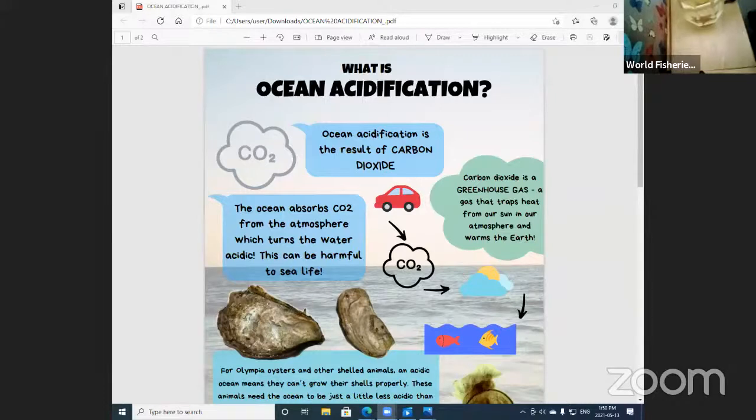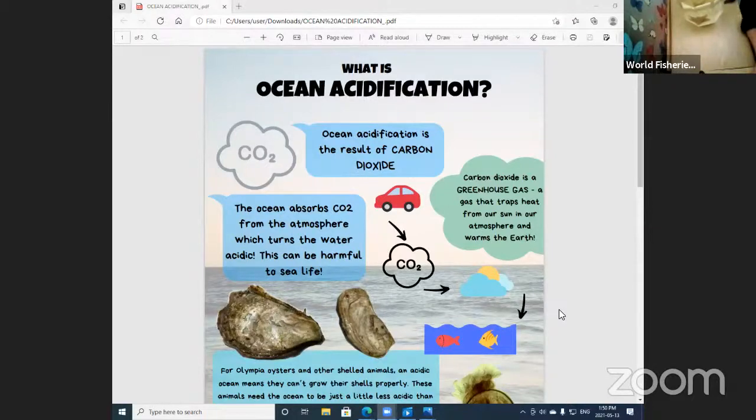Okay, so you can also find this PDF in the package on the website if you want to take a quick look at it after the program, if you want to refer back to it. We're going to do our ocean acidification experiment pretty soon, but before we do all of that, we need to know what ocean acidification is.